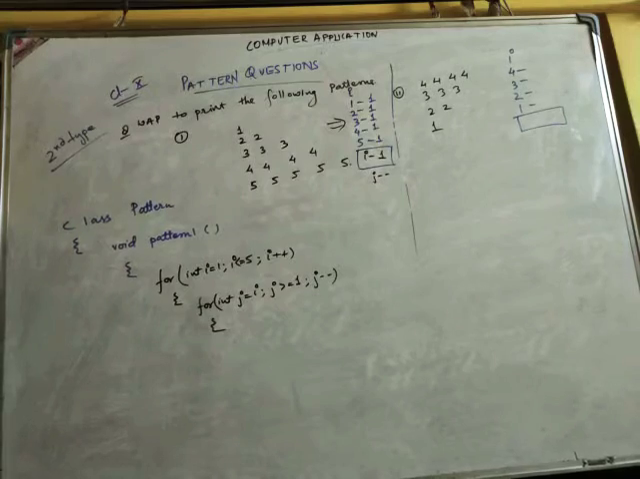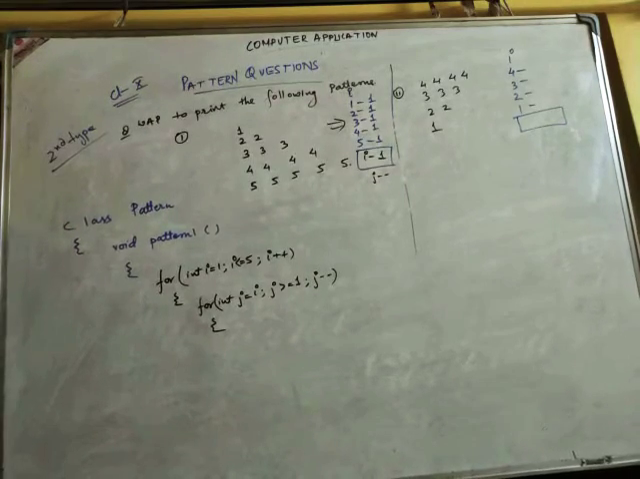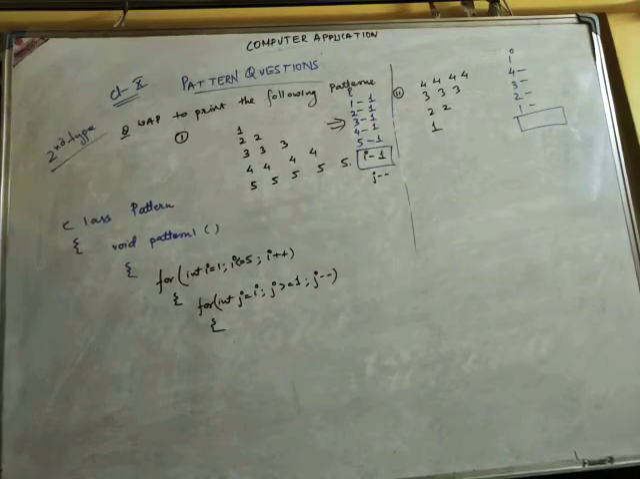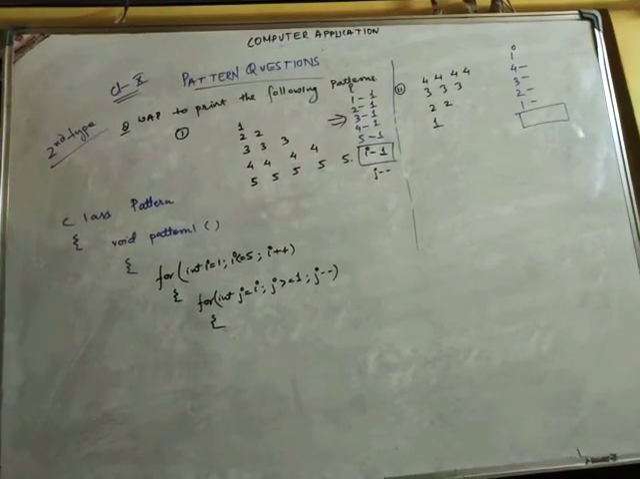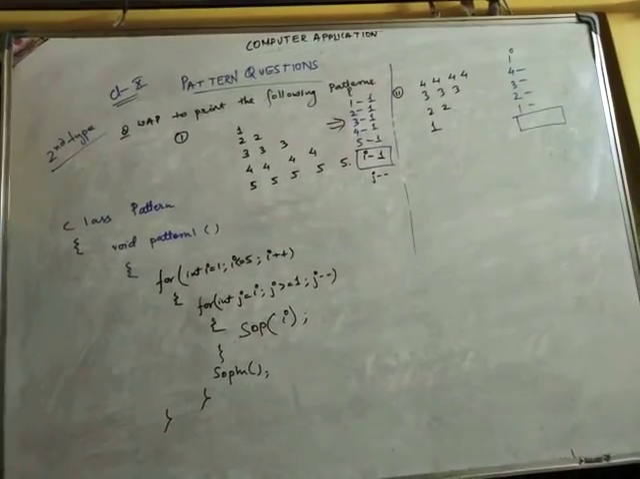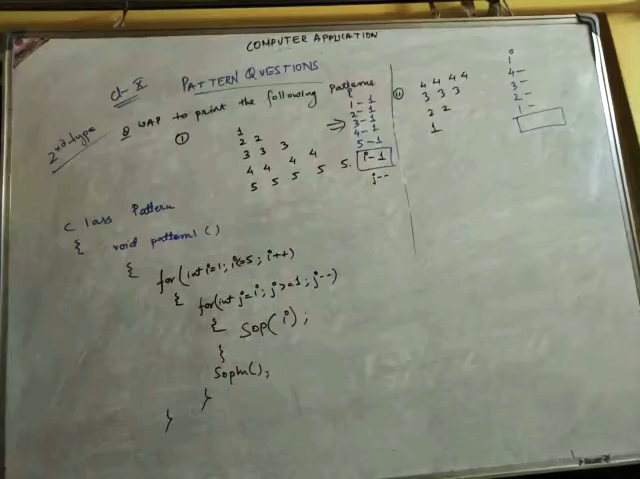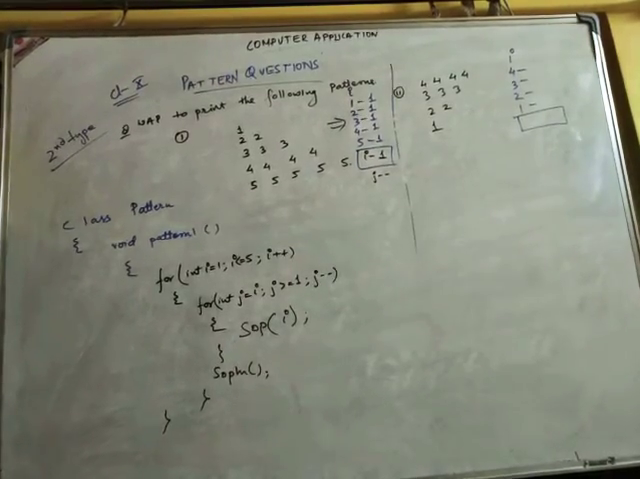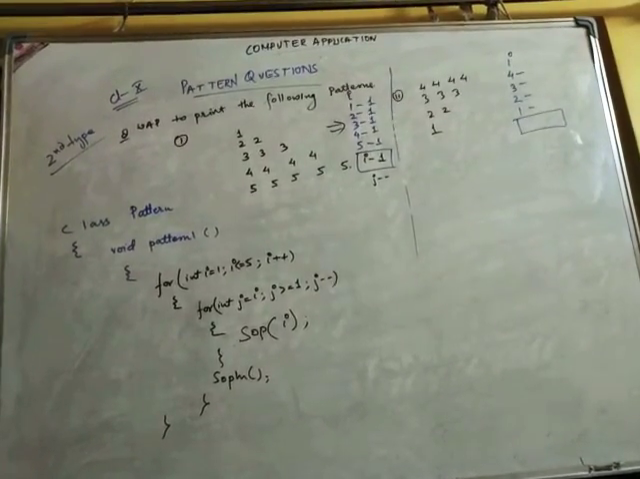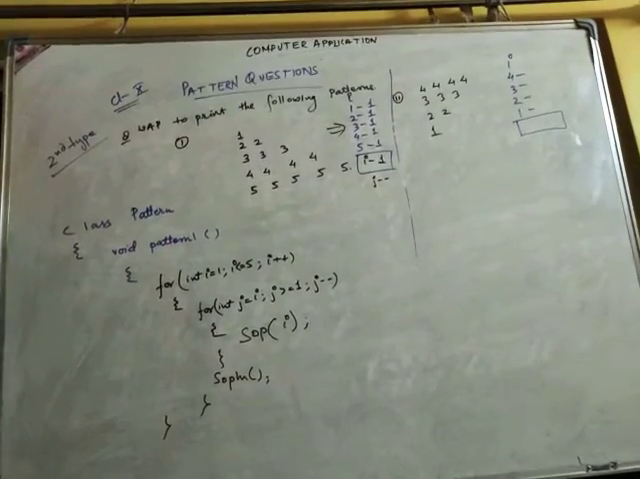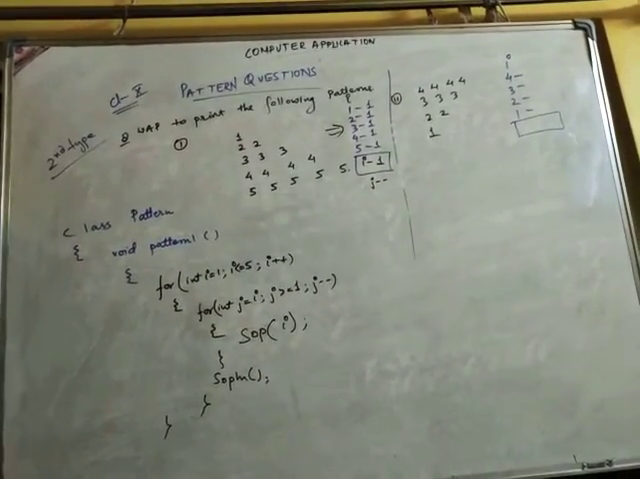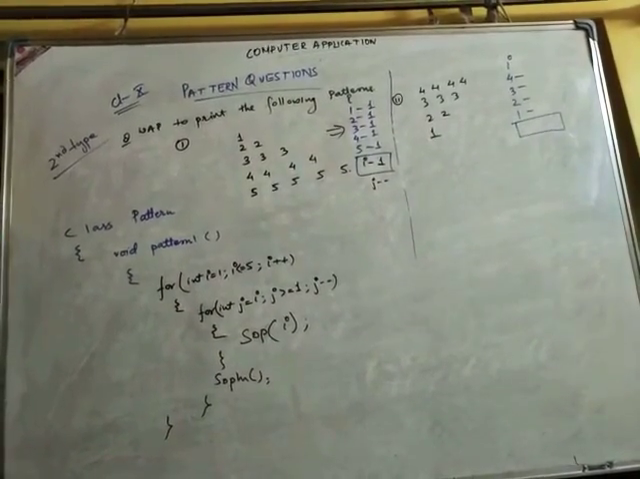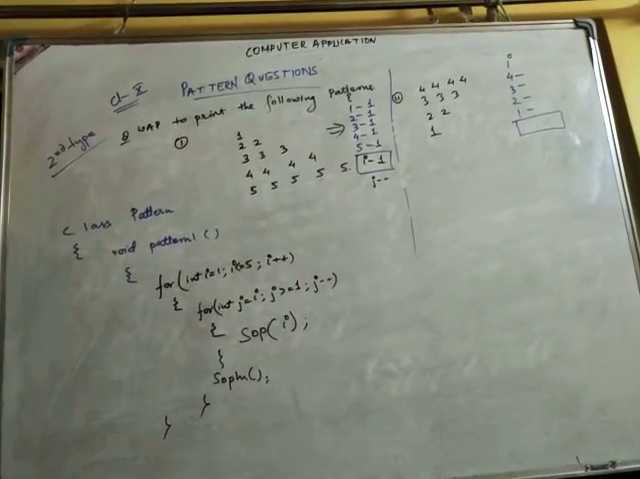In the second type, the values of I, like 1, 2, 3, 4 and 5, are the values of I that I need to print. So in the first line the value of I is 1, in the second line the J loop will be running 2 times, for the third line the J loop will be running 3 times, and in each line the value of I is changing from 1, 2, 3.